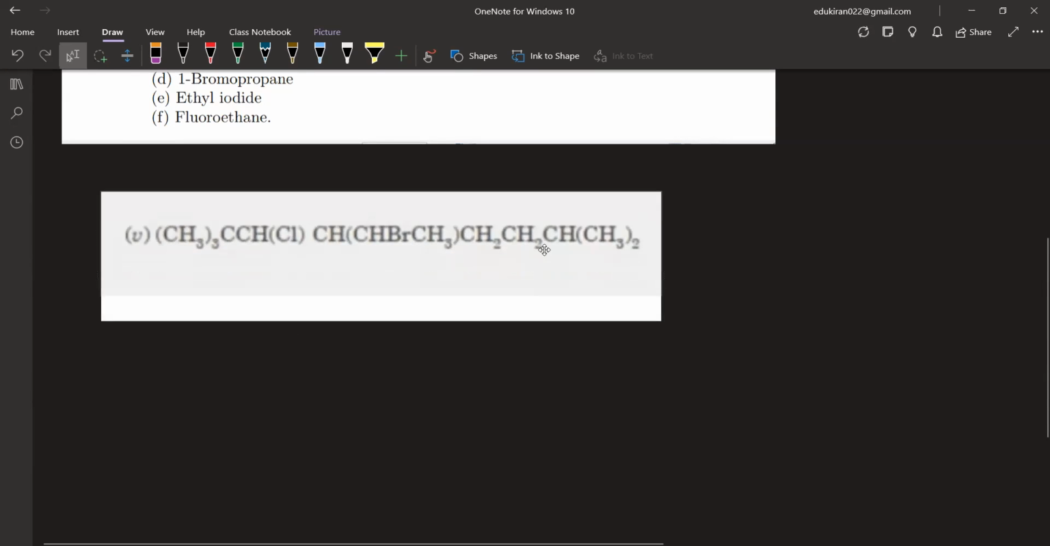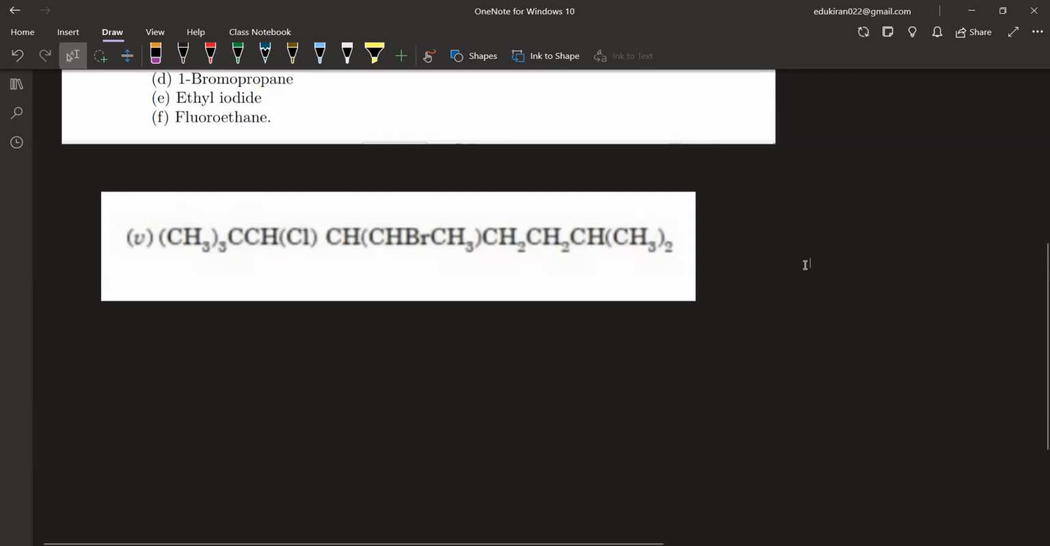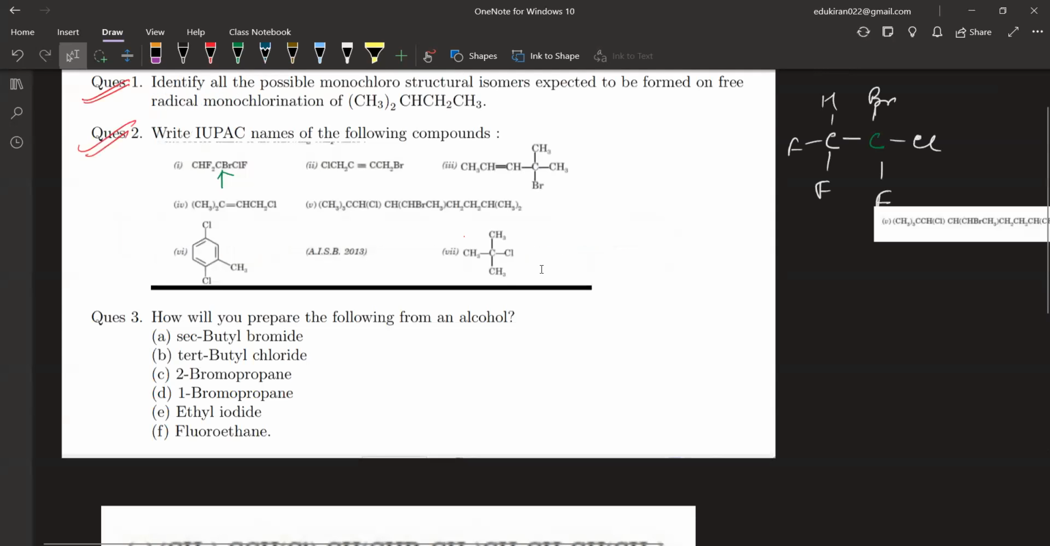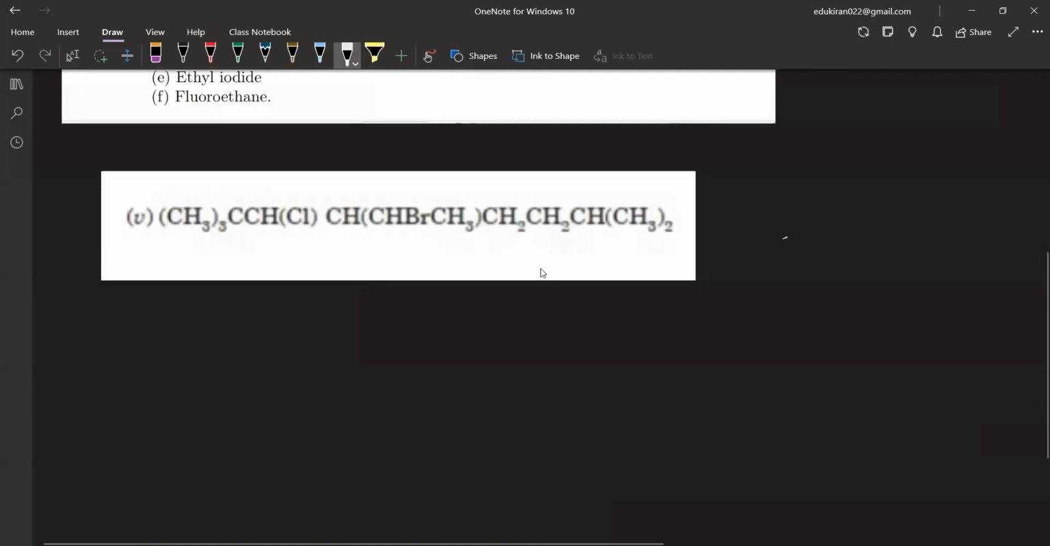Now the first thing is that you have to draw this. Now this is something bad. I will ask them to draw the structure in ChemDraw or something. They should not send it to you like this. Take it.